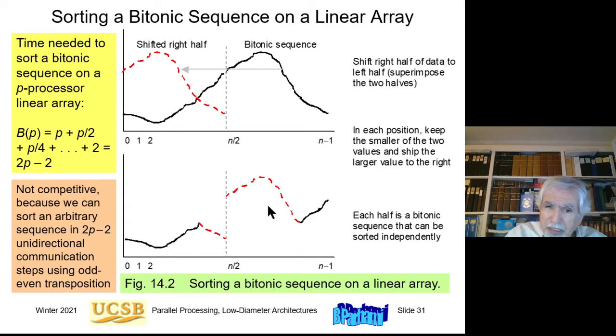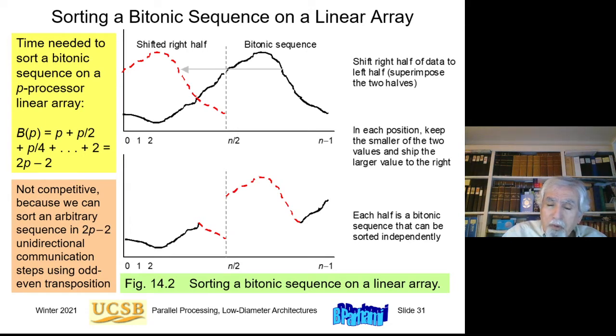And then similarly, the right half of the array independently tries to sort this part. Again, it will have p over 4 plus p over 4. So that's where the p over 2 term comes, and all the way down to 2. So in 2p minus 2 steps, I'm able to sort a bitonic sequence on a linear array.